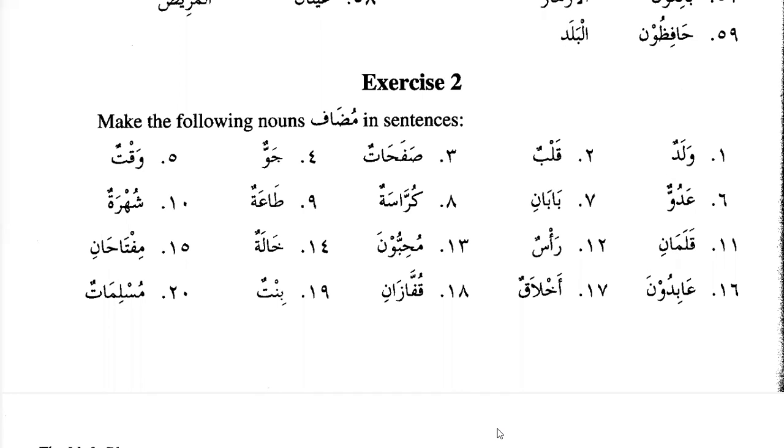What is adu? Babul masjidi maftuhun. Okay. What is adu? Adu means enemy. Enemy. Aduul muslimin. Aduul muslimi yahudiyun. Okay. Babul masjidi maftuhun.